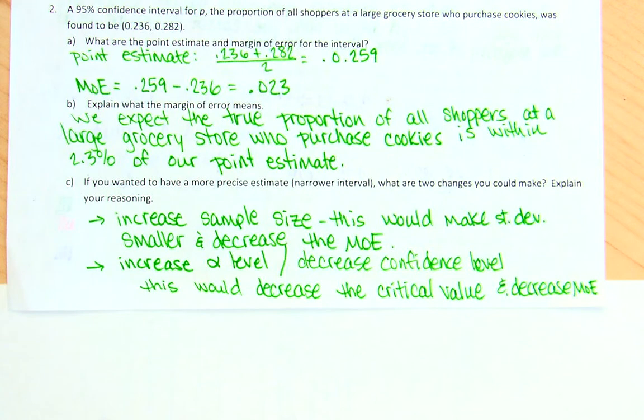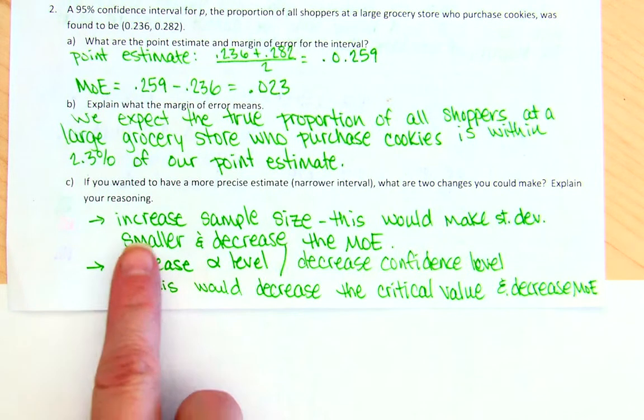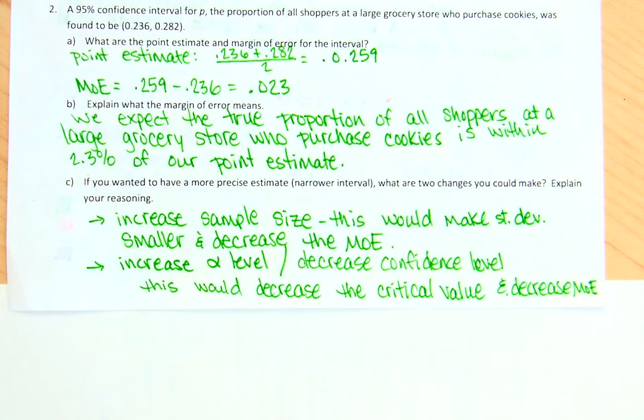Questions on that? You cannot just say, increase the sample size because that makes the interval narrow. That's not a real good explanation of why it makes it narrower. You want to make sure you explain clearly what it affected that caused it to become more narrow. No questions?